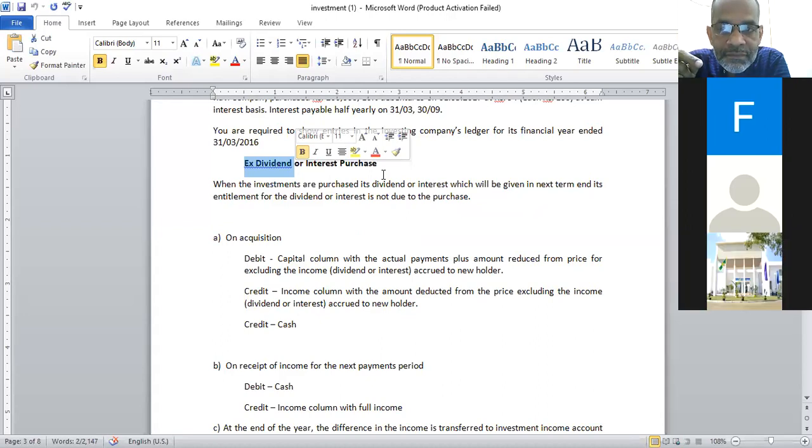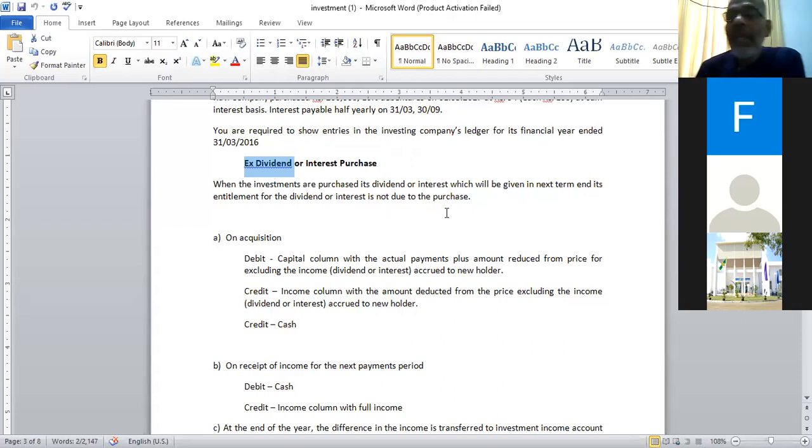Is the earlier example clear now? Yes, absolutely. Now look at exclusive, which means the dividend or interest is not included. How does it work? When the investment is purchased, its dividend or interest will be given the next term, and the entitlement for the dividend or interest is not due to the purchaser. Therefore, it is not paid. It is not a payment to the seller. So far, you didn't pay the interest, you are paying only the cost. That is called exclusive, without interest.